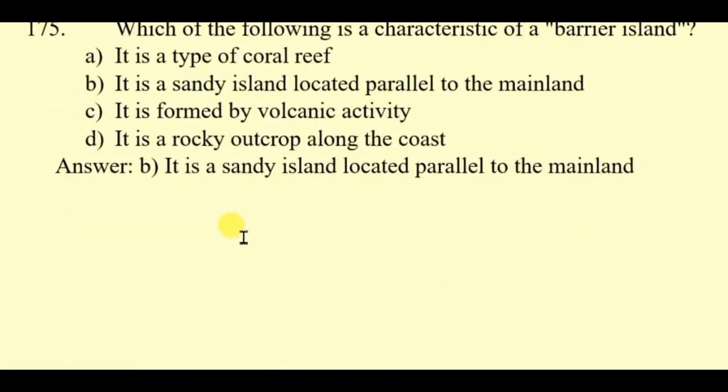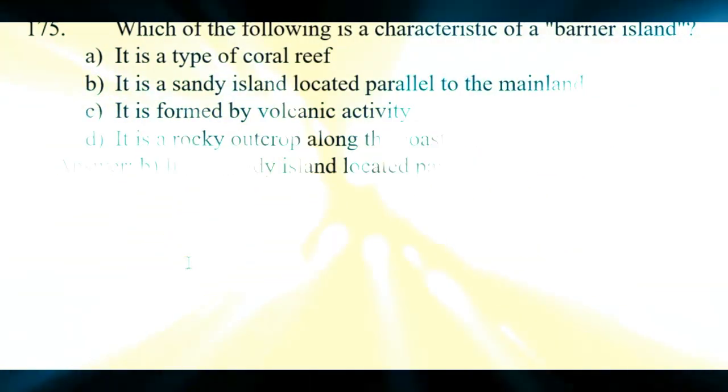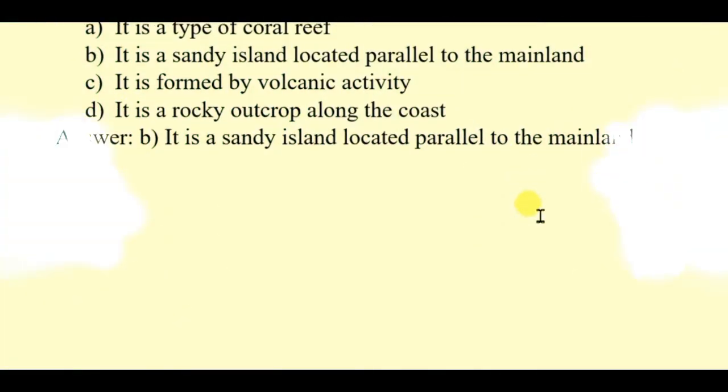Question 175. Which of the following is a characteristic of a barrier island? It is a type of coral reef. It is a sandy island located parallel to the mainland. It is formed by volcanic activity. It is a rocky outcrop along the coast. Here the right answer will be it is a sandy island located parallel to the mainland.